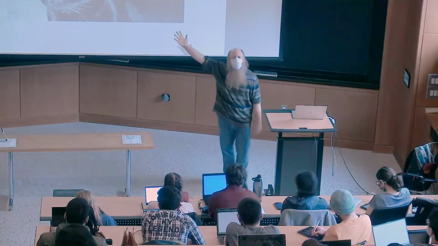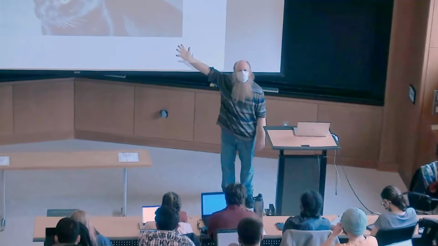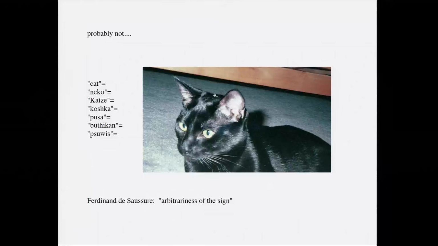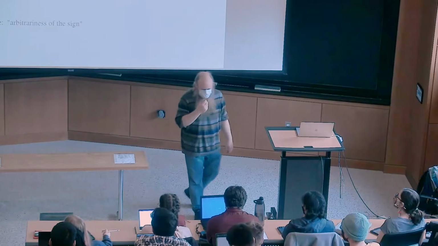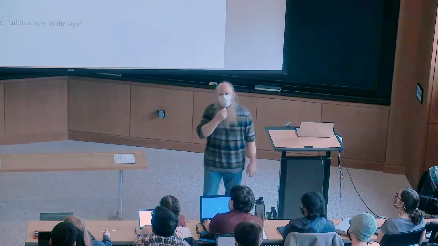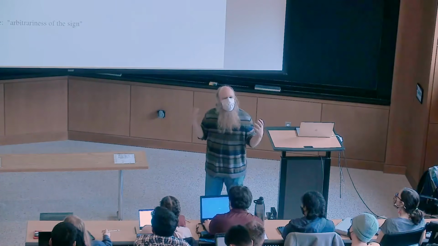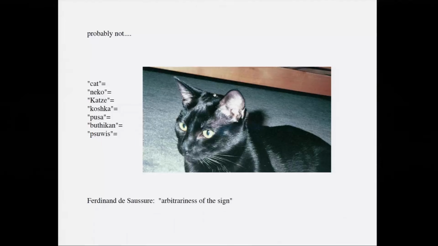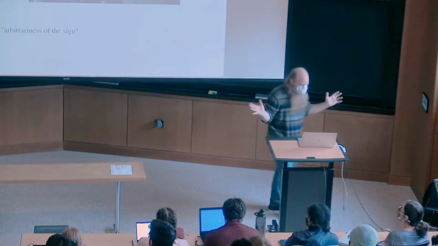Is it always true in every language that this is called a cat? No, this is a lousy candidate for a universal. There are a zillion words for cat out there in the world. Here are some of them. The famous linguist Saussure had a French phrase, which has been translated into English as the arbitrariness of the sign. This is the name for this phenomenon: the fact that this is called a cat in English doesn't follow from anything else about English or about any other language.